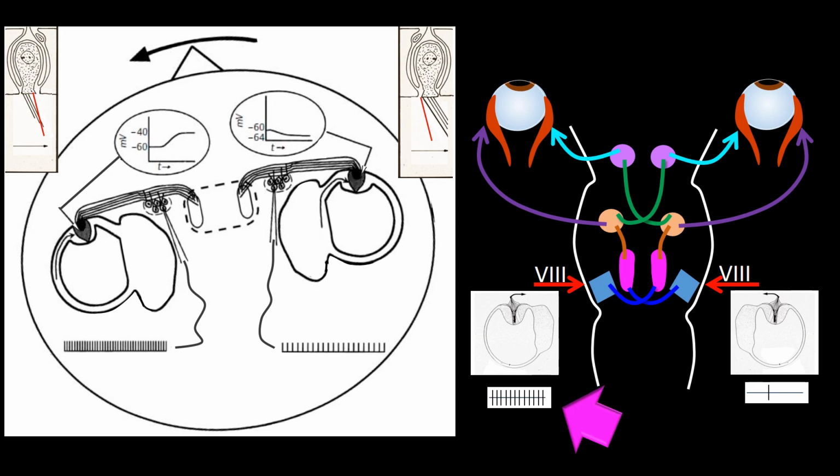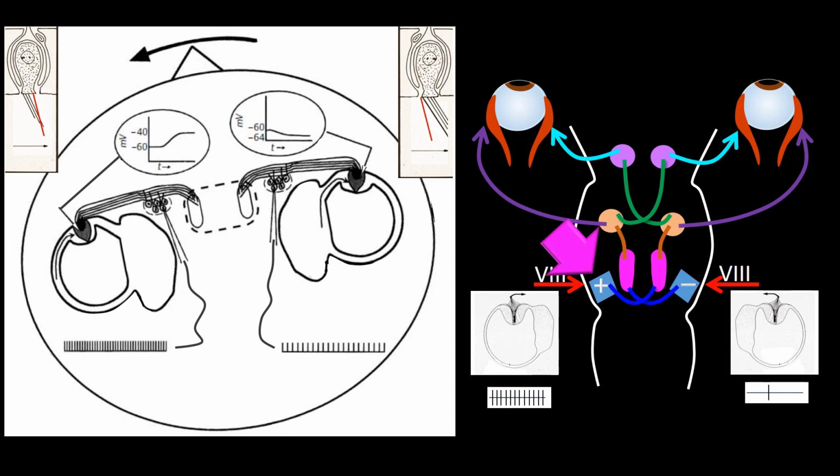The result of the increased rate of left vestibular ganglionic cell discharge is to excite the left vestibular nucleus, as indicated by the positive sign in the left vestibular nucleus. The result of the decreased rate of right vestibular ganglionic cell discharge is to inhibit the right vestibular nucleus, as indicated by the negative sign in the right vestibular nucleus.